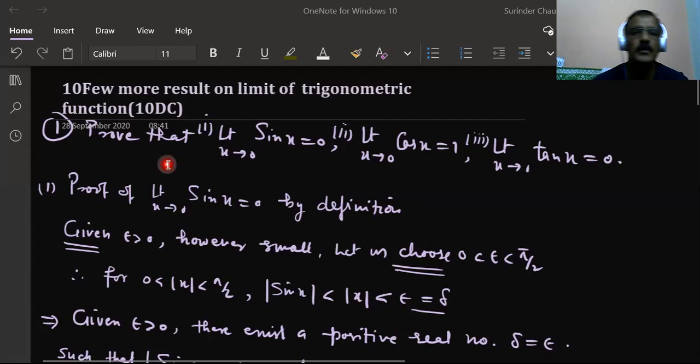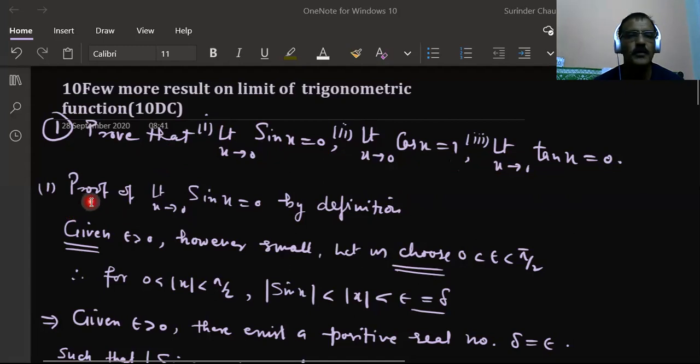Students, in the previous lecture, we have derived some inequalities of trigonometric functions with the help of geometric relations. Now we will derive some standard rules on limits. They are: prove that limit x tends to 0 of sin x is 0, limit x tends to 0 of cos x is 1, and limit x tends to 0 of tan x is 0.